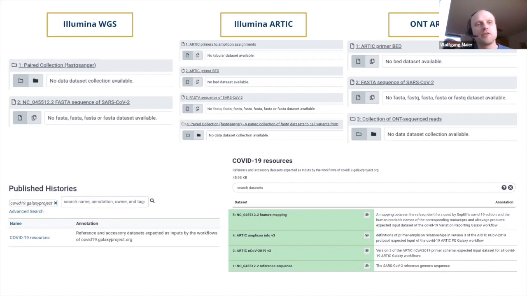And now, what if you don't have the data? You don't know what it is? Well, it's easy enough because we provide a published history that's shown at the bottom of that slide, called COVID-19 resources. It's available through the EU server too. And basically, the input data besides your FASTQ Sanger reads that these workflows are asking for are all found in that shared history. So you can just grab it there and plug it into your workflow. Next slide, please.